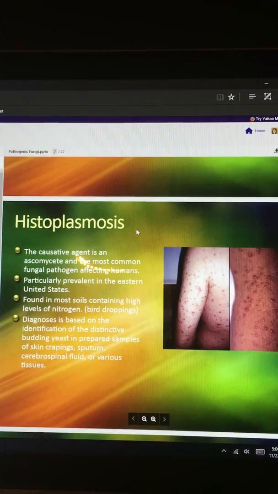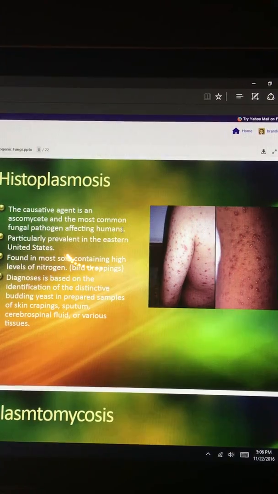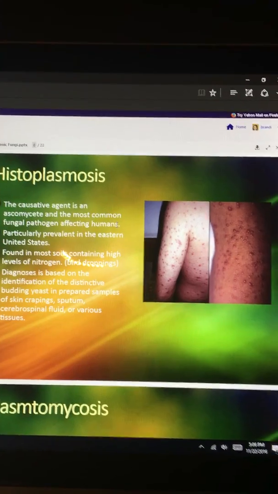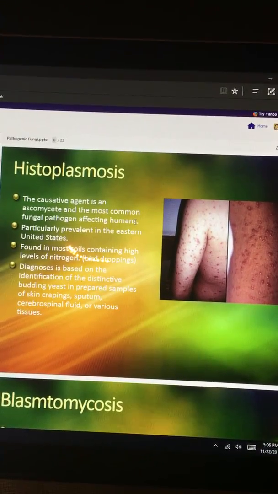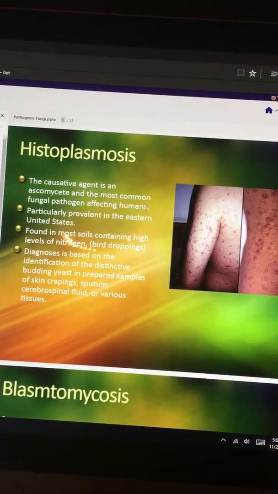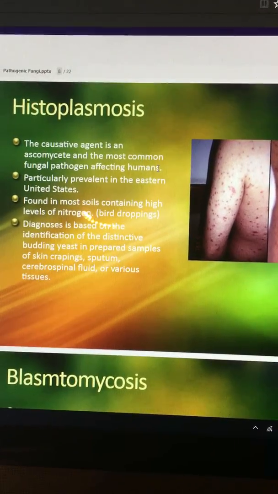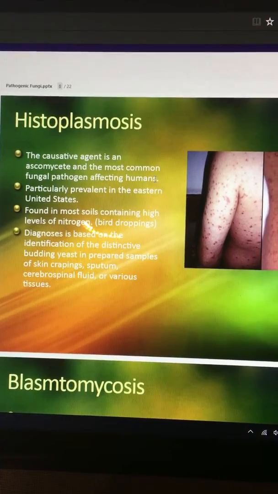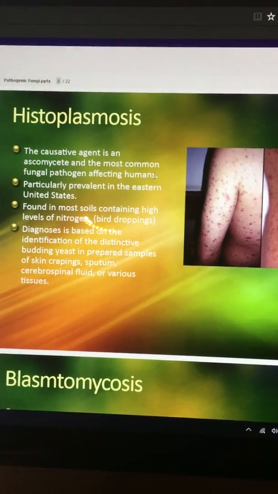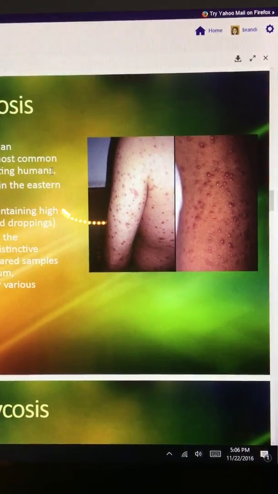If it's histoplasmosis, the causative agent is an ascomycete, and it's the most common fungal pathogen affecting humans. It's particularly prevalent in the eastern United States, and is found in most soils containing high levels of nitrogen, such as bird droppings. The diagnosis is based on the identification of the distinctive budding yeast in prepared samples of skin scrapings, sputum, cerebrospinal fluid, or various tissues. And that's a picture of someone who has this.